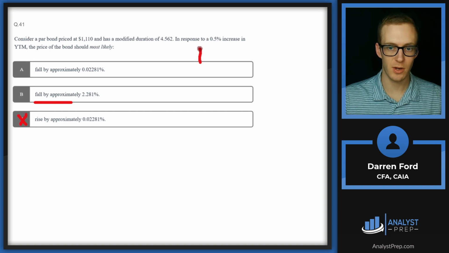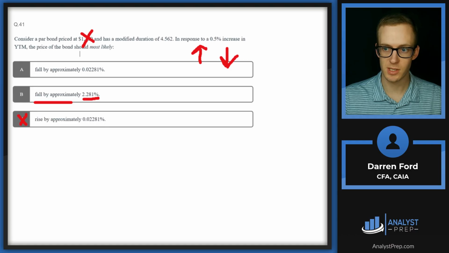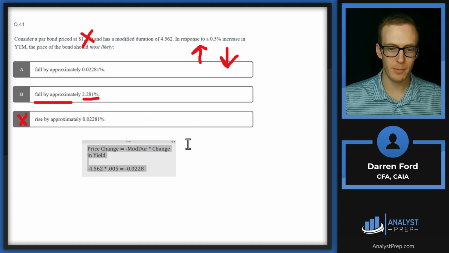Since our yield is increasing, we know that the price of our bond is going to be decreasing, and we're looking for a percentage decrease here. So we're not going to need to involve the par price of the bond. That information isn't needed. So this is our formula we're going to use.